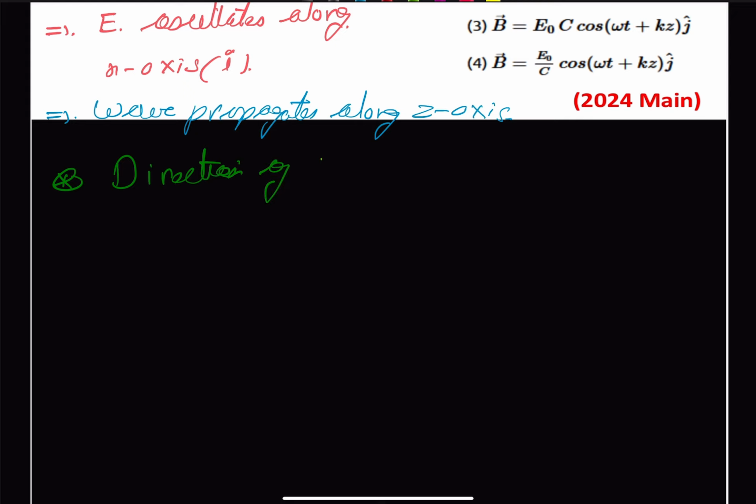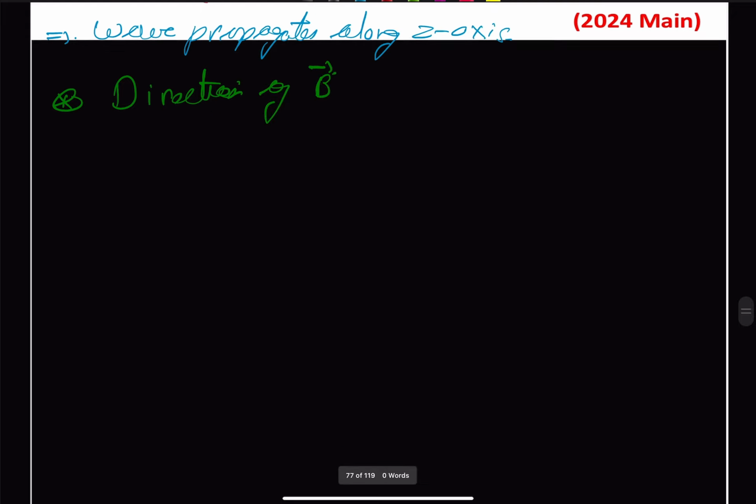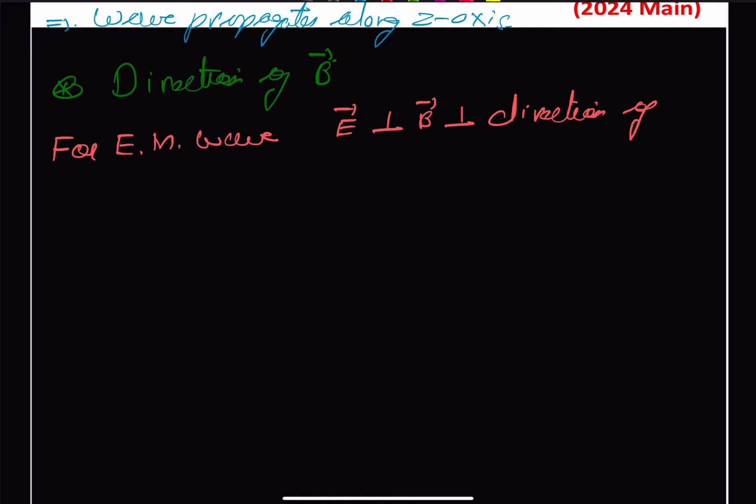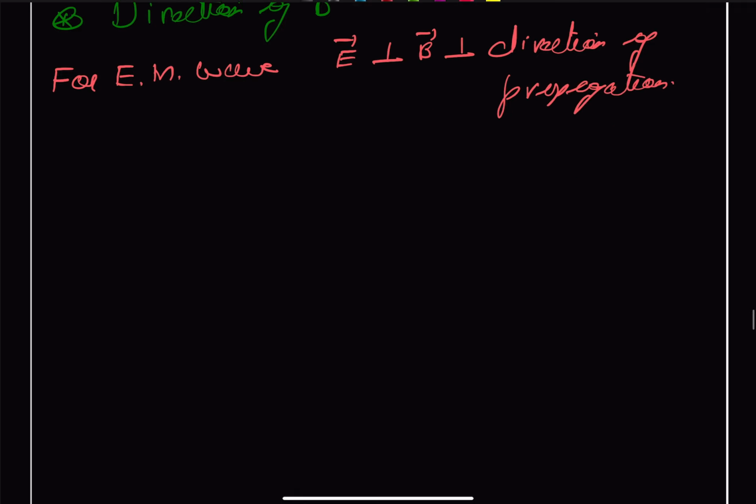Direction of our magnetic field, and we know that for an EM wave our electric field is perpendicular to the magnetic field, which is perpendicular to the direction of propagation. All these three are perpendicular to each other.